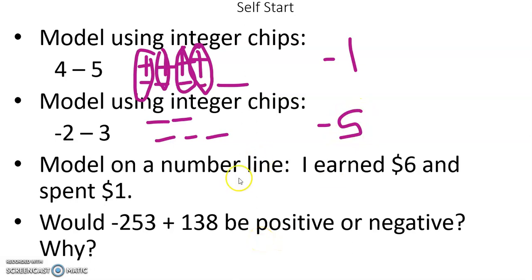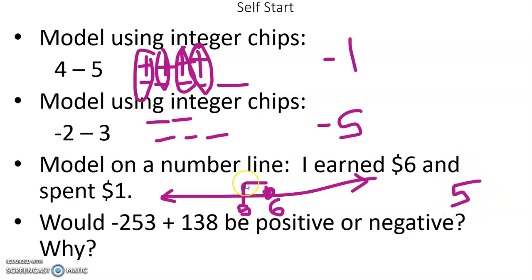Model on a number line, I earned $6 and spent $1. That was a really good number line, guys. There's my 6, I spent 1, so there's my 6. I'm starting there. I go down 1, I'm at 5. 6 minus 1 is 5. There's my 1. Spending 1.